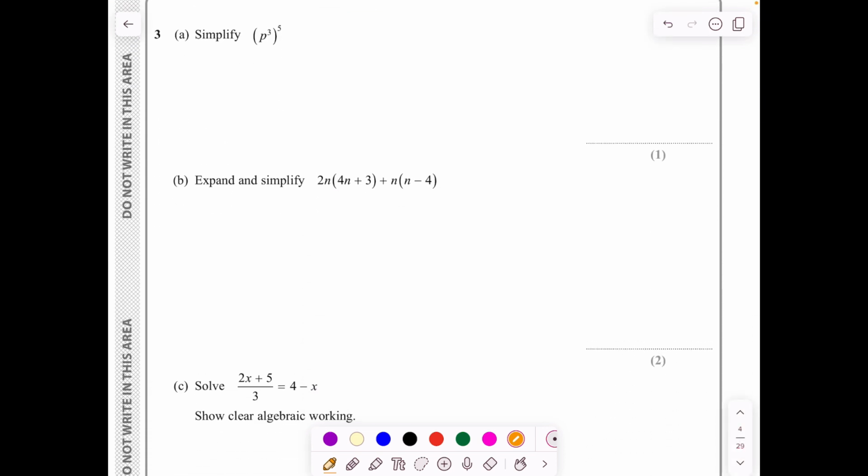Next here, nice and easy, multiply the indices because they're in brackets there. So 3 times 5 is 15, so p to the power of 15.